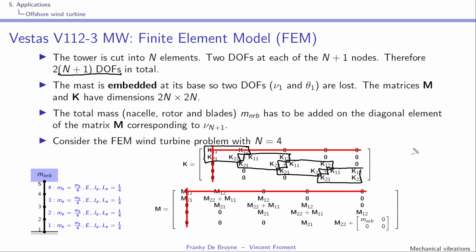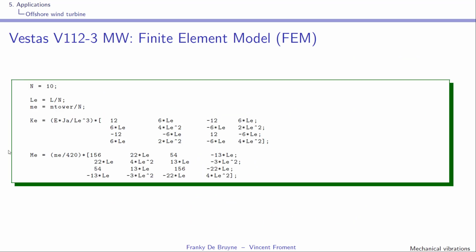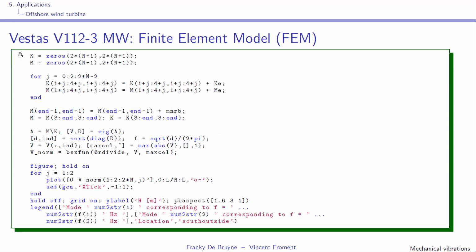So here we have constructed the overall matrices K and M for a situation where n is equal to 4, but you have kind of understood now that you can generalize this for any n. Well, you can generalize this very easily using MATLAB code. Here again we'll work with n equal to 10. So here you have all the variables, and here you have the elementary matrices Ke and Me. So we can create the matrices K and M.